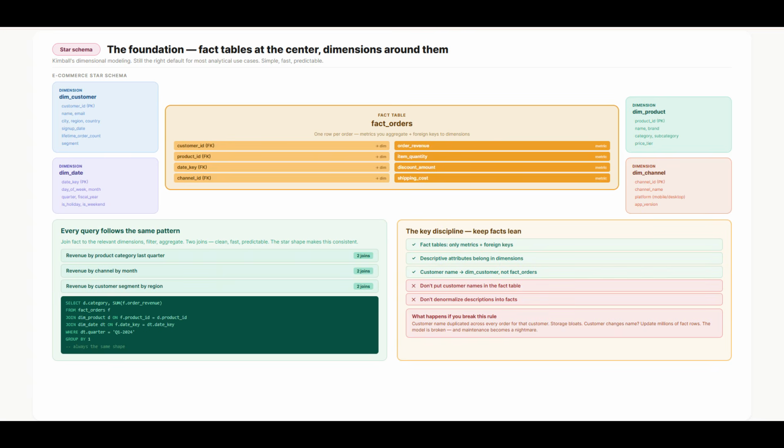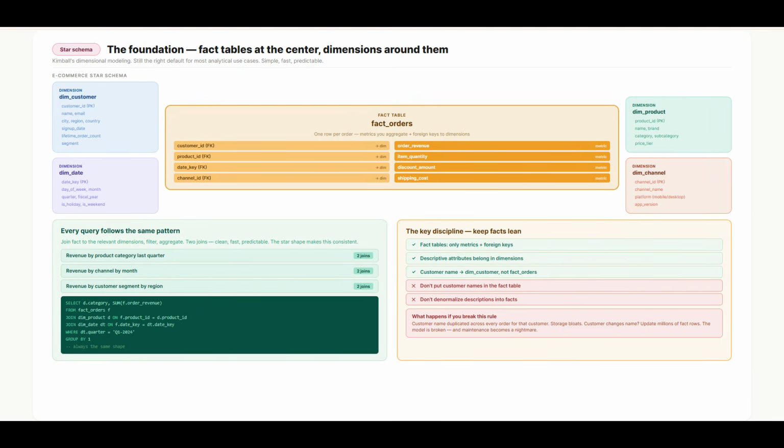The foundation of analytical data modeling is the star schema. It's been around since the 90s, Ralph Kimball's dimensional modeling, and it's still the right default for most use cases. The idea is simple. You have a fact table at the center. This contains the measurable events. For our e-commerce platform, the primary fact table is fact orders. Each row is one order, and it contains the numeric values you'd want to aggregate. Order revenue, item quantity, discount amount, shipping cost, plus foreign keys pointing to dimension tables.